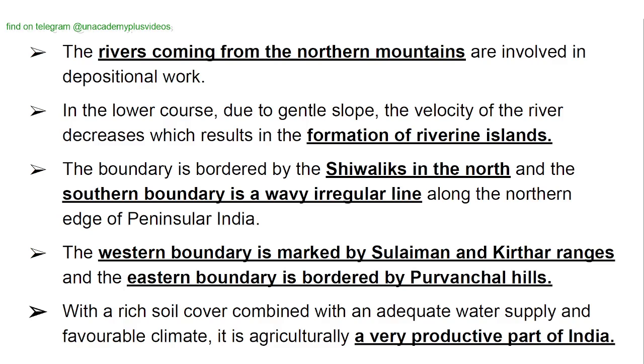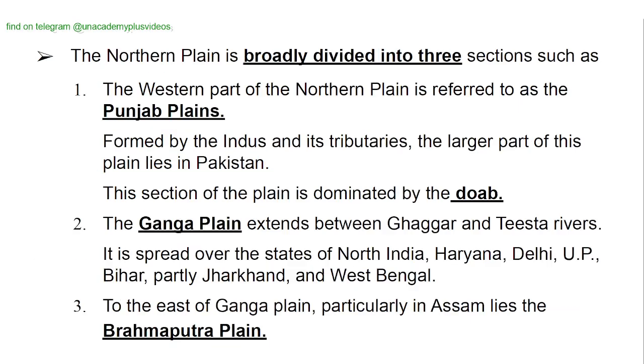The western boundary is marked by Suleiman and Kirthar ranges, and the eastern boundary is bordered by Purvanchal hills. With a rich soil cover combined with an adequate water supply and a favorable climate, it is an agriculturally very productive part of India.